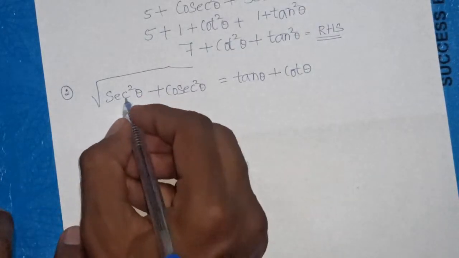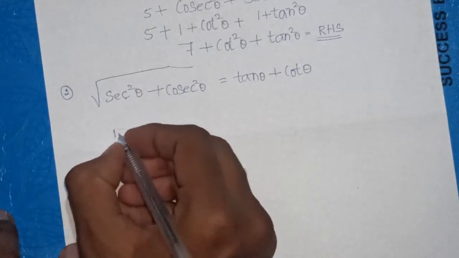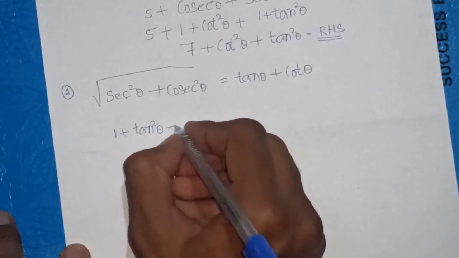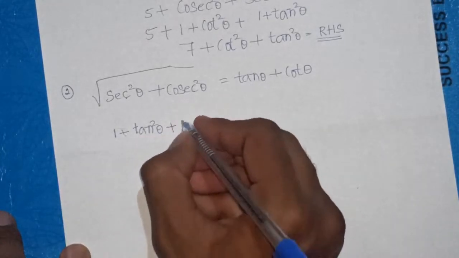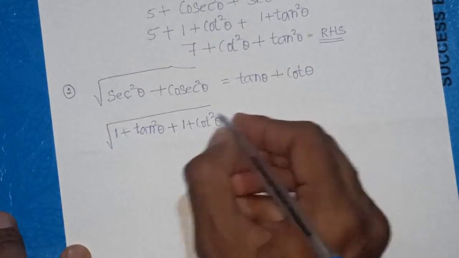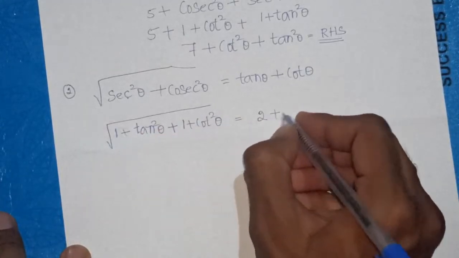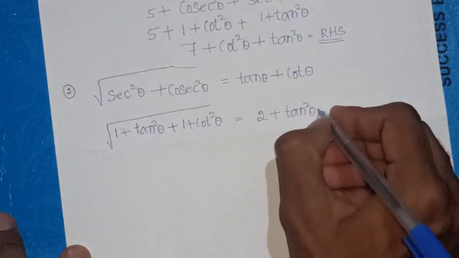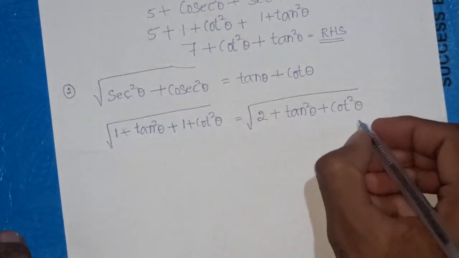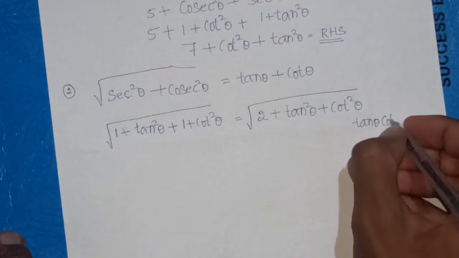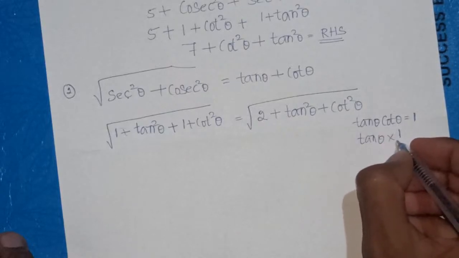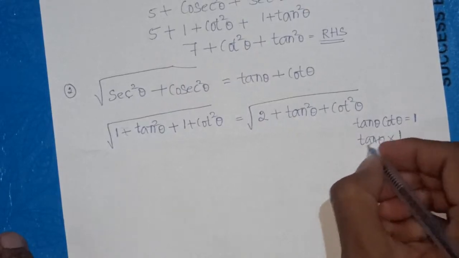So first, we know that secant square theta can be written as 1 plus tan square theta, plus cosecant square theta can be written as 1 plus cot square theta. It is all in the square root, and 1 plus 1 will give you 2 plus tan square theta plus cot square theta. And we know that whenever we multiply tan theta into cot theta, it always gives you 1, because cot theta is the reciprocal of tan theta. So tan theta cancels, it will give you 1.